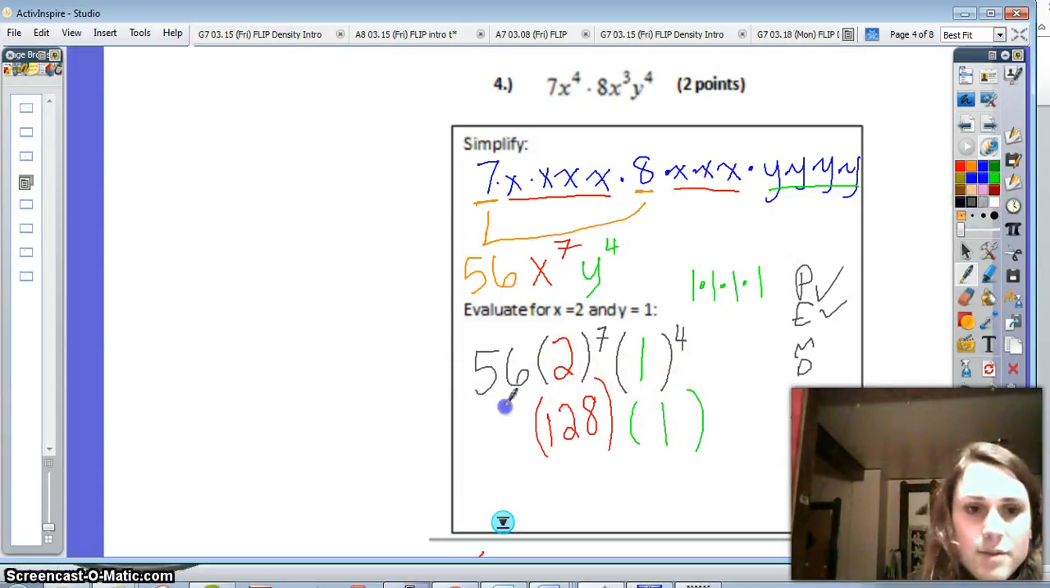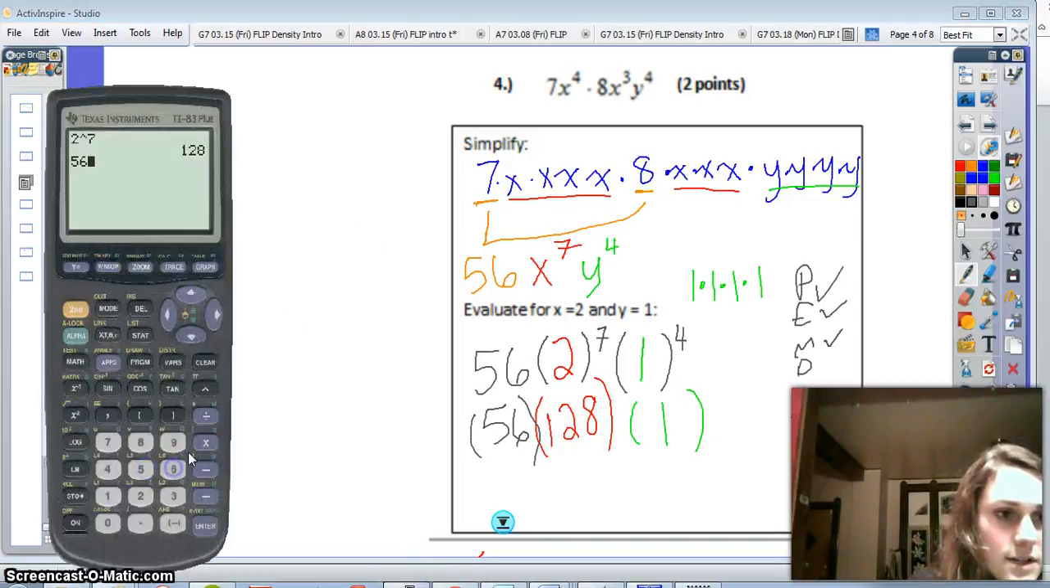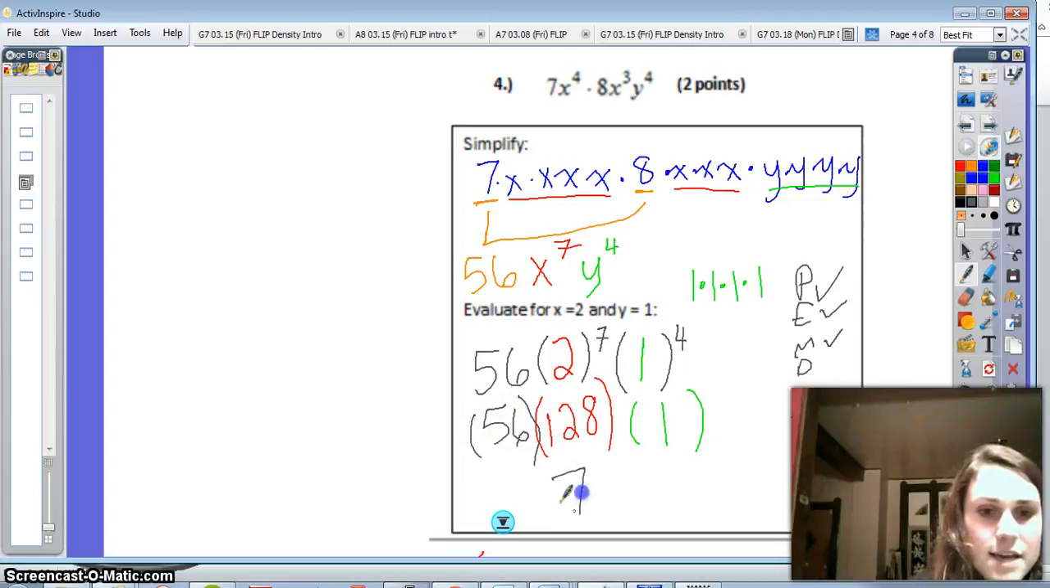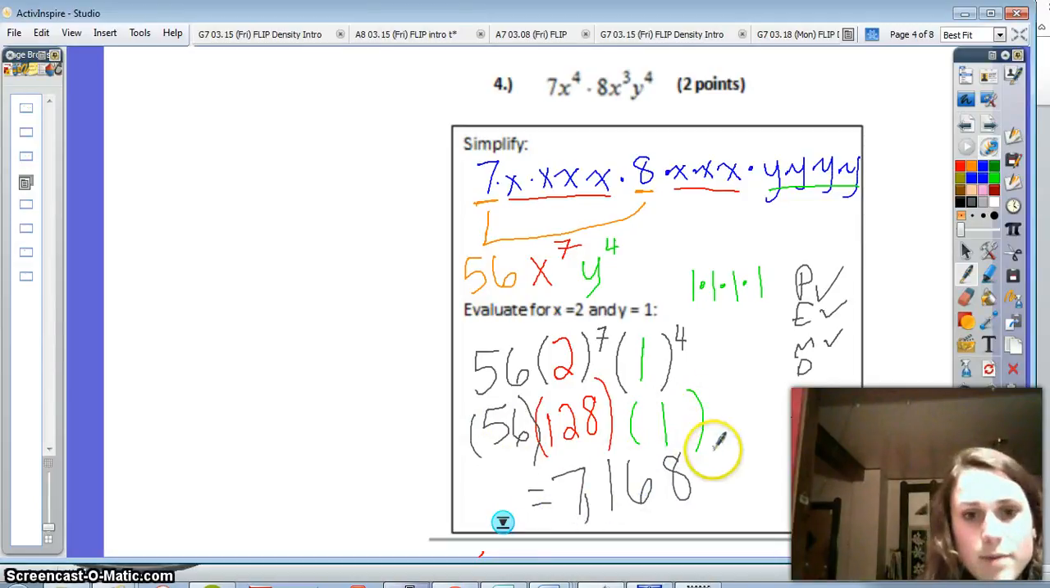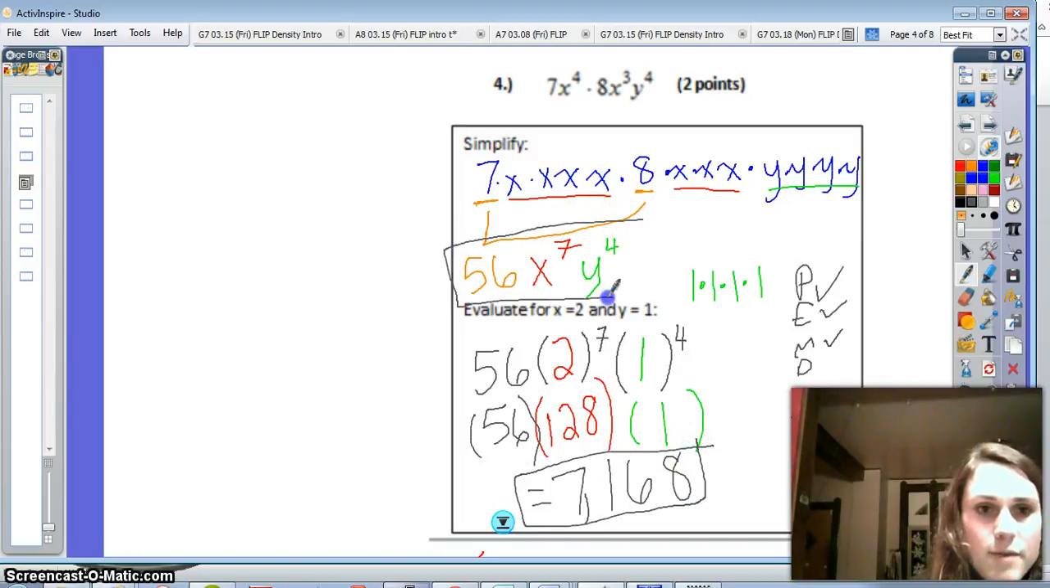And I still have those two numbers multiplied by 56. Now I'm going to do my multiplication. I have 56 times 128 times 1. 56 times 128 equals 7,168. Technically times 1, but we know that that value will stay the same. So here's the simplified form of the expression with the variable still there. And here is the evaluation of that expression when we are given the numeric values of our two variables.